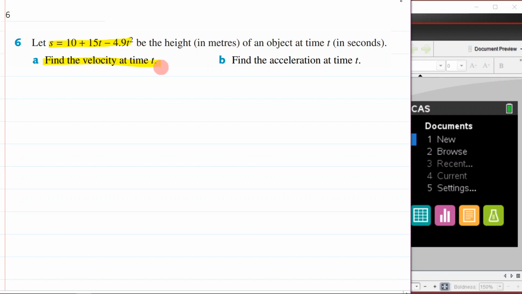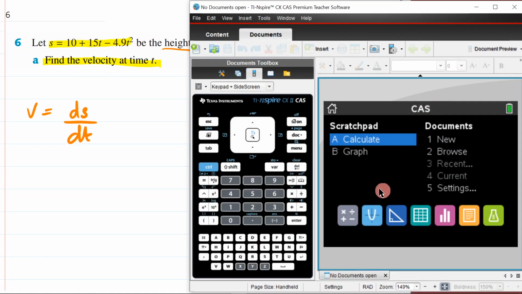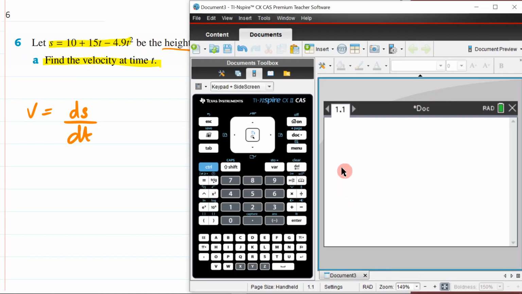I want to show you that you can answer this question without really having an understanding of what you're doing here. What you know is that you've been given this equation, which represents the position of where it is, and we're talking about height instead of left and right. It says find the velocity. We know that velocity is simply going to be differentiating that with respect to t, and we can use our CAS to do this.